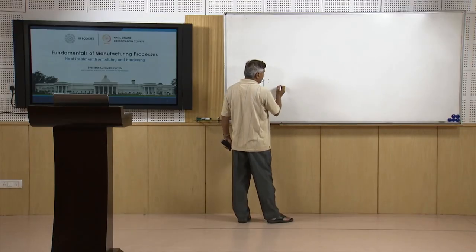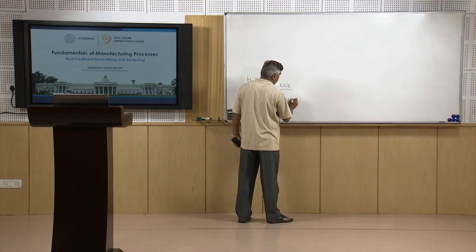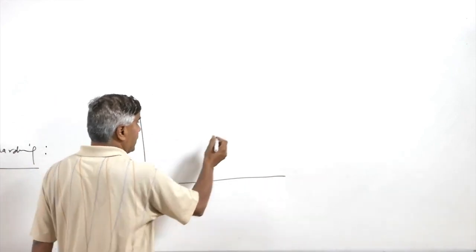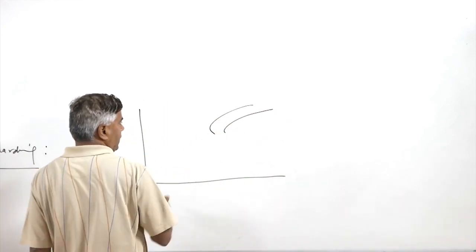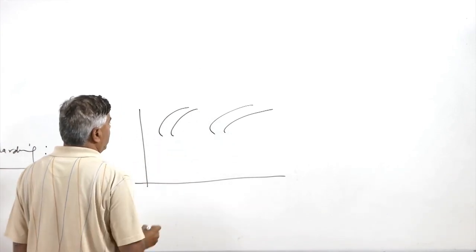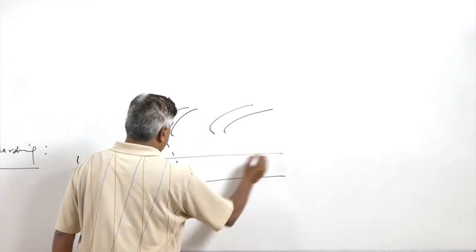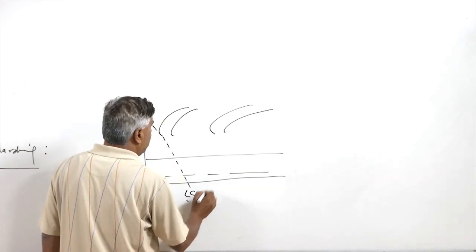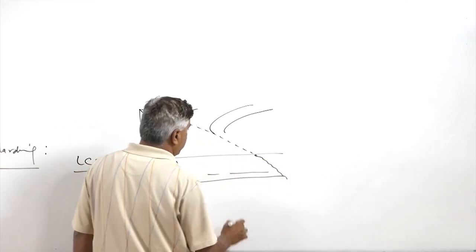If you have to do the hardening of the low carbon steels, then it becomes difficult as compared to the high carbon steels. Why is it so? To understand this, if we see this CCT diagram, for high carbon steel the nose of the CCT will be like this, while for the low carbon steels it may be like this. So the critical cooling rate for the low carbon steel will be going in this manner.